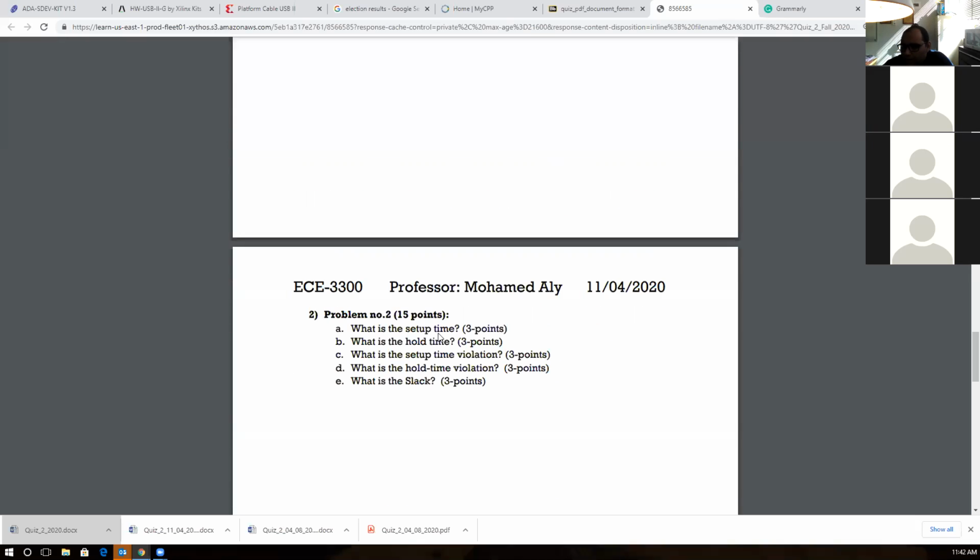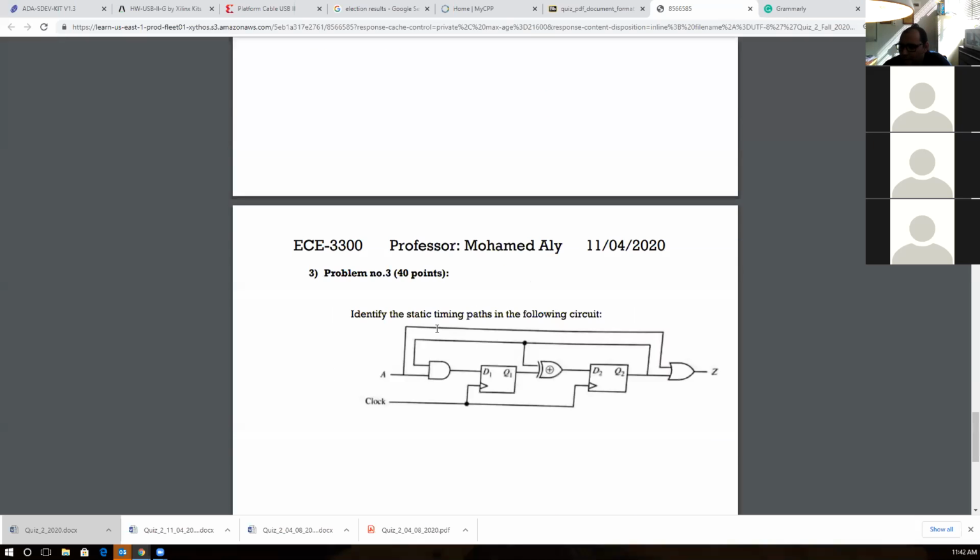Anyway, now the second question is straightforward, right? It's just a bunch of definitions. What does setup time mean? What does hold time mean? What does setup time violation mean? What does hold time violation mean? What does slack mean? You should know, it's a straightforward thing. Then this is a very easy question: a certain circuit, and I'm asking you to identify the static timing path.